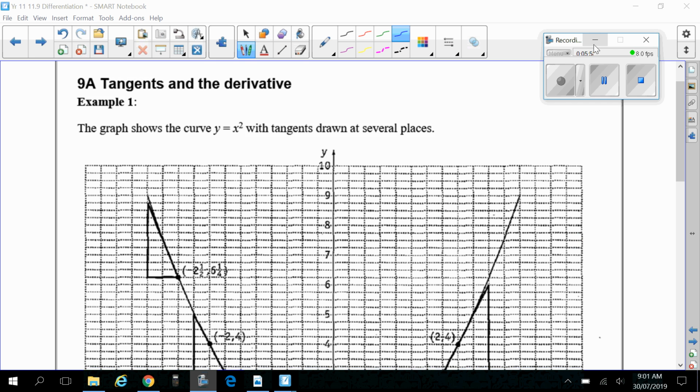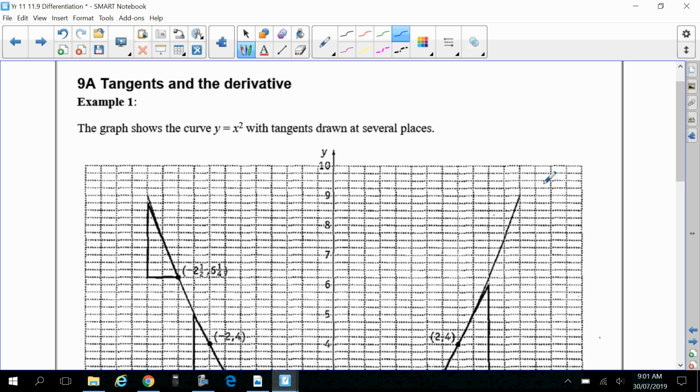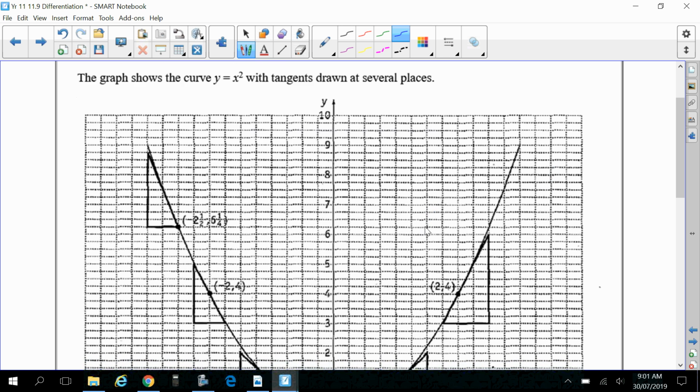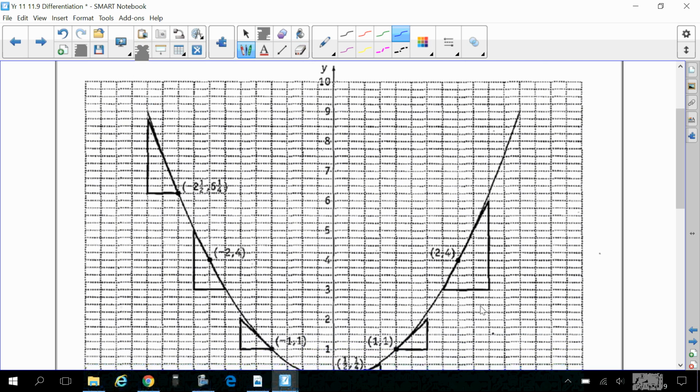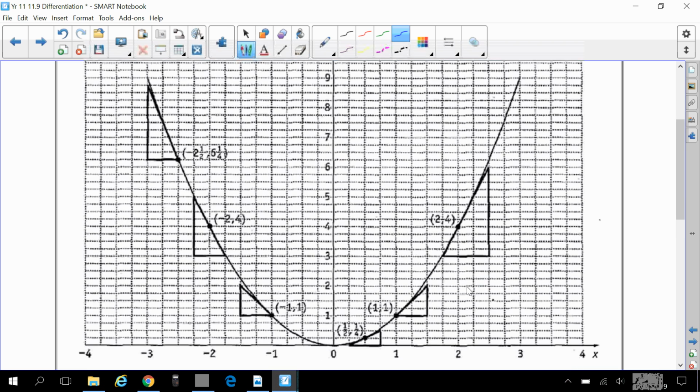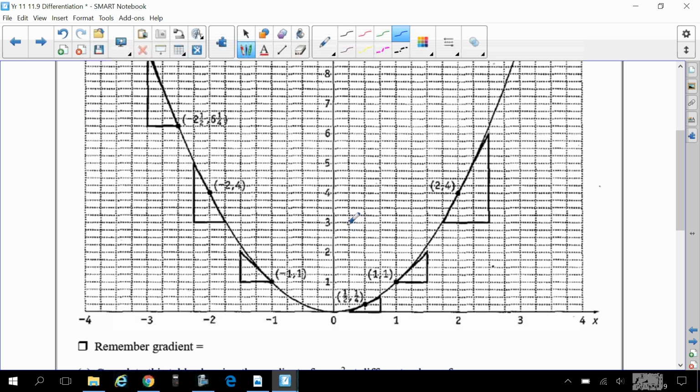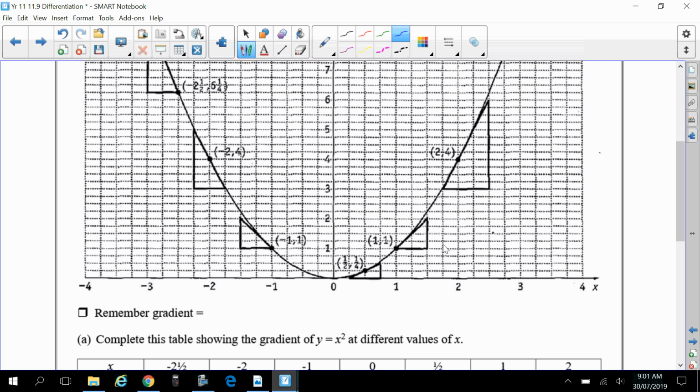All right. So the question is, we still haven't answered the question. How do you find the gradient to a curve? Well, I have prepared this worksheet for you. So it's already prepared for you. So we're going to find some rule. Maybe there's a rule that connects the point to the gradient of the tangent. Remember, gradient is rise over run. Pretty straightforward. So we're going to complete this table.